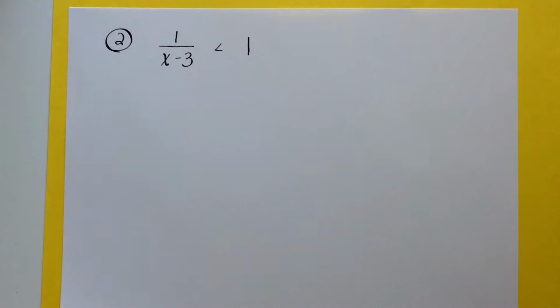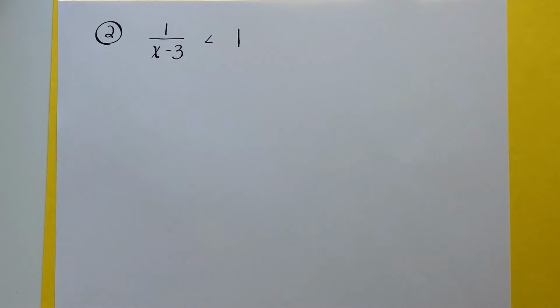Okay, next example. Now the difference that we have with this example is it's not set up the way I need it to be set up. If you remember, the note that I had you write down a while ago says that you do need to have 0 on one side, and then you need to have a single quotient on the other side. Well, getting 0 is not a big deal here because all you'd have to do is subtract 1.